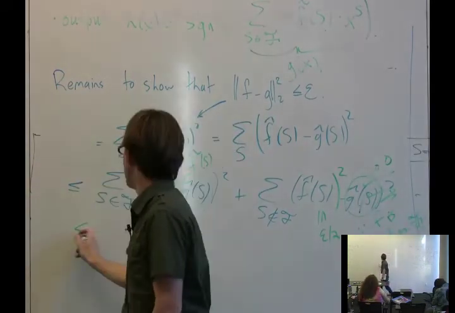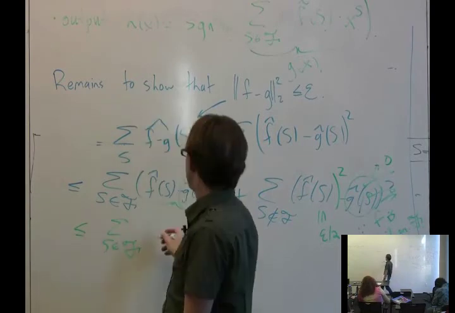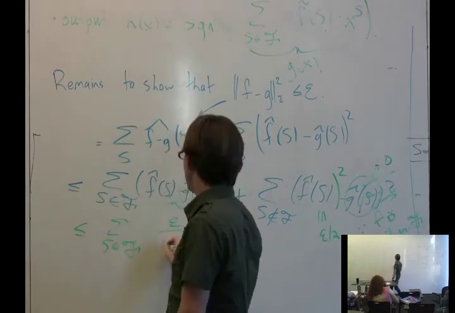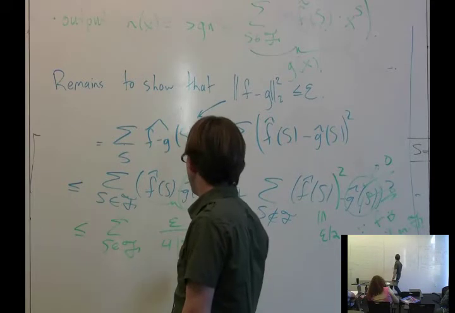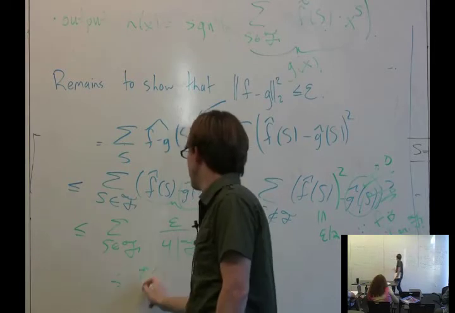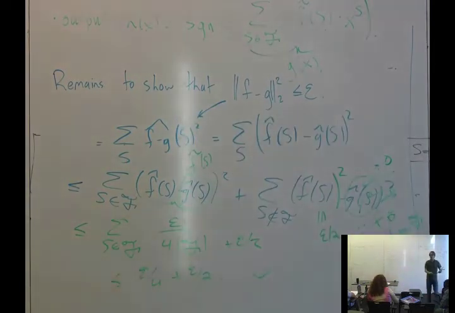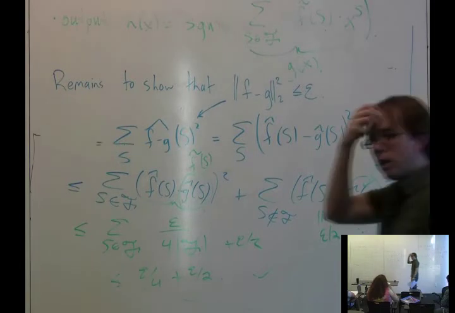So this is at most the sum over S in script F of the square of that. So it's epsilon over 4 times the cardinality of F, plus epsilon over 2. And so that's at most epsilon over 4 plus epsilon over 2. So we're done even with a quarter epsilon to spare. OK, any questions?